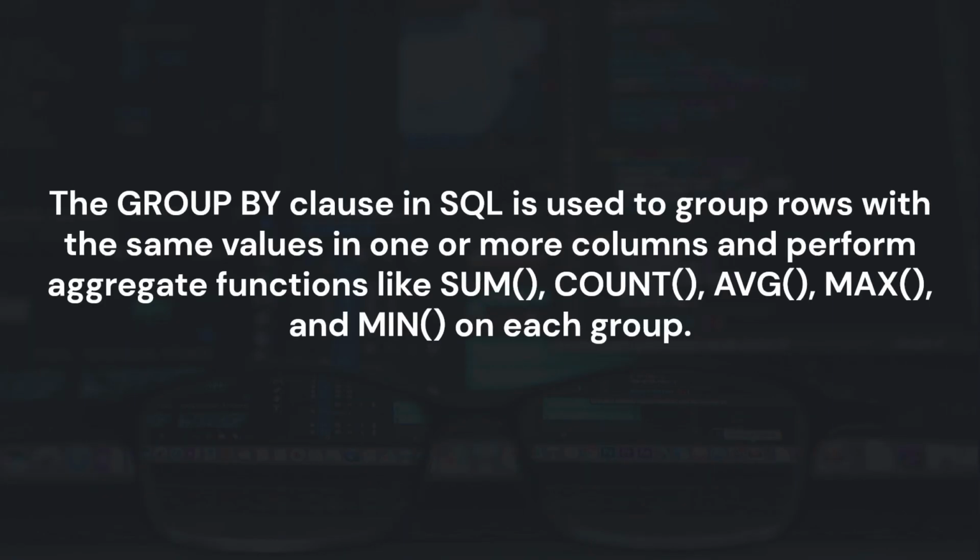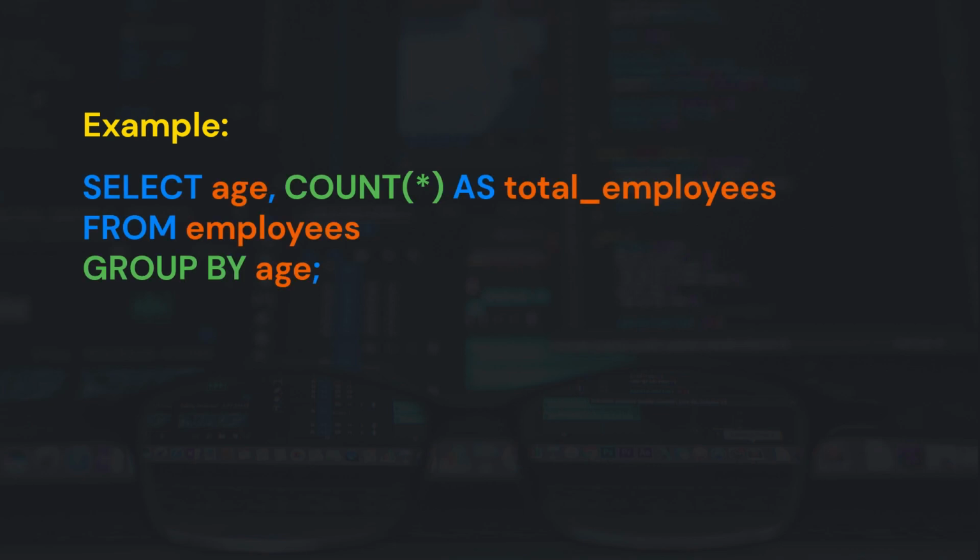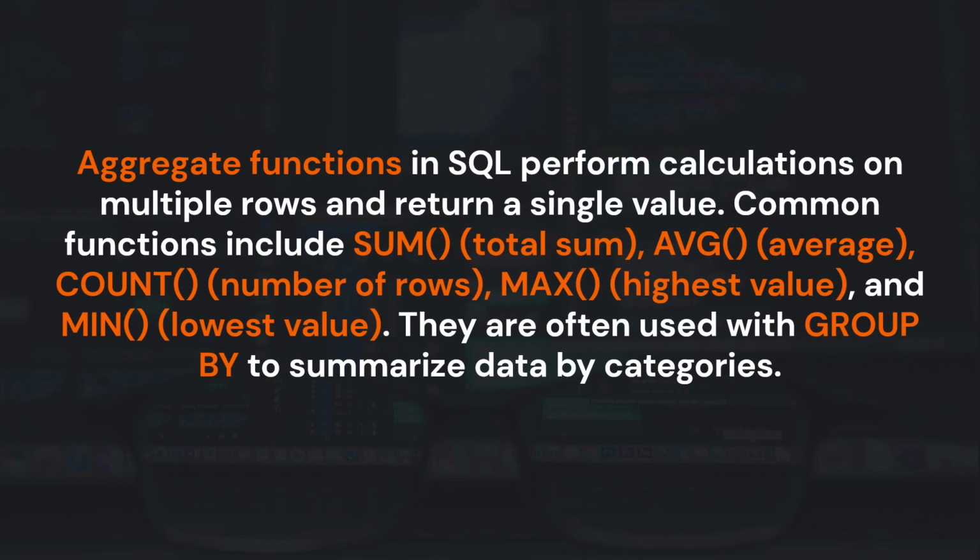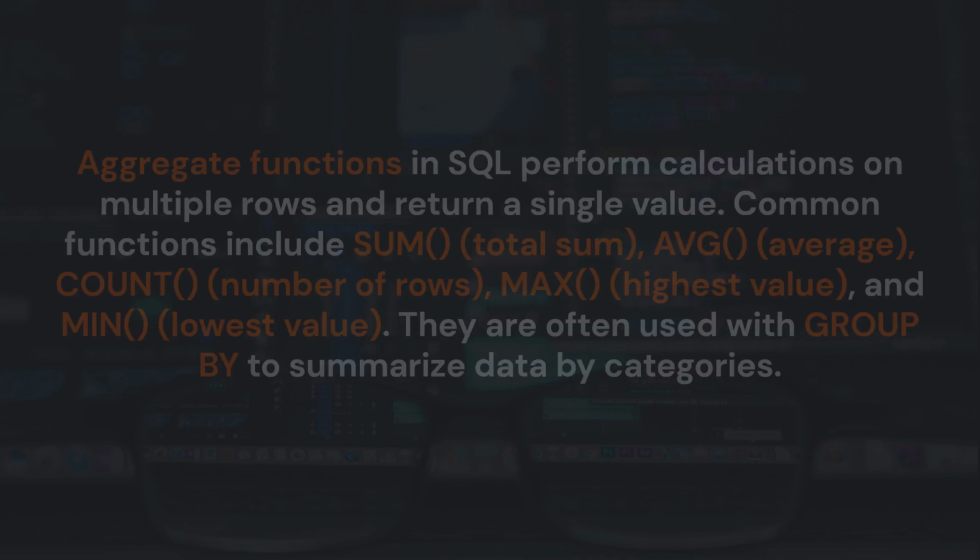While aggregate functions are useful on their own, they become even more powerful when combined with the group by clause. Group by allows us to categorize data into groups, then apply aggregate functions to each group. For example, if we want to count how many employees belong to each age group, we can group the employees by age and use the count function. By mastering these aggregate functions, you quickly analyze large data sets and extract meaningful insights.